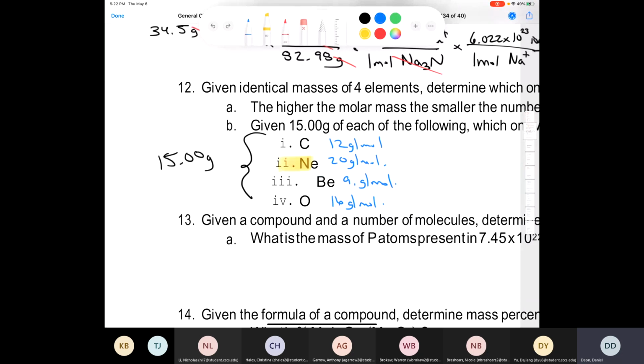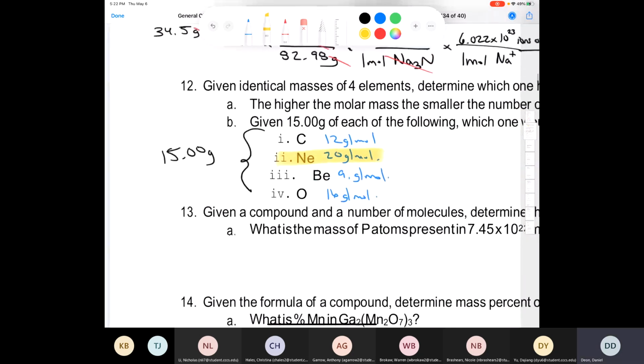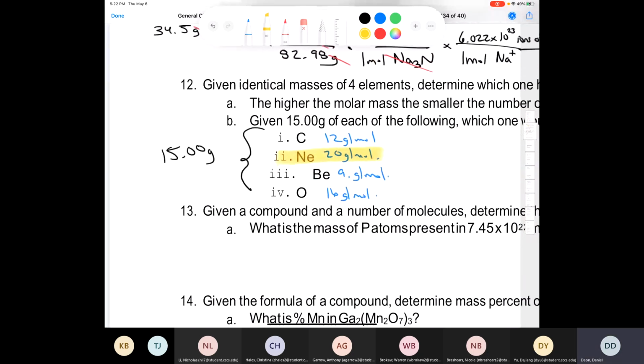This is just a conceptual question. Give me a thumbs up if you follow me on that one. This is a question where no math is required. It's just more an understanding that different atoms have different molar masses. That's all. And they mean something. There's a consequence to it.